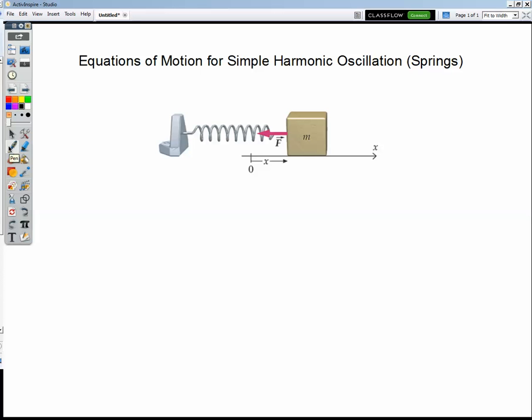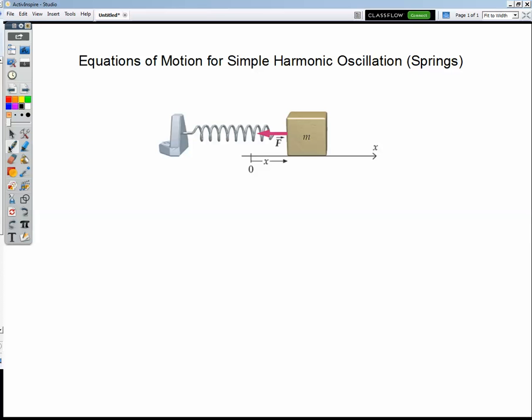Welcome. In this lecture video, we're going to take a look at the equations of motion for simple harmonic motion. And we're going to focus on springs in this one. So in the past, we've looked at simple harmonic motion or spring motion just based on position and energy. And we've used conservation of energy to solve for things like maximum velocity, maximum amplitude, things like that.